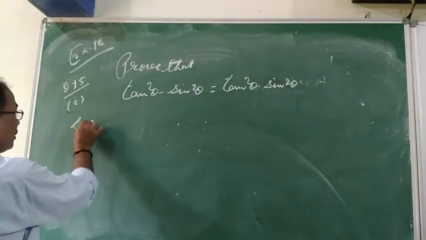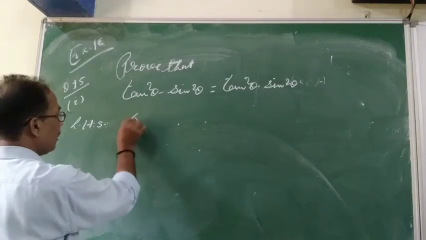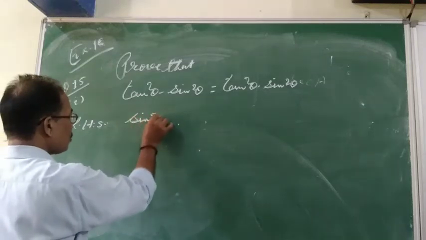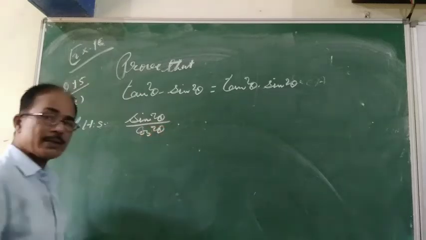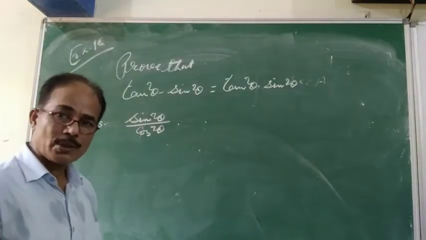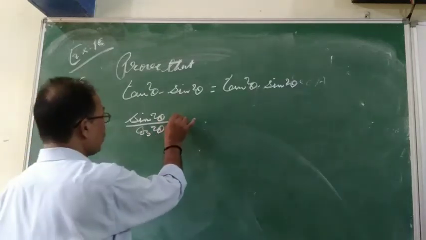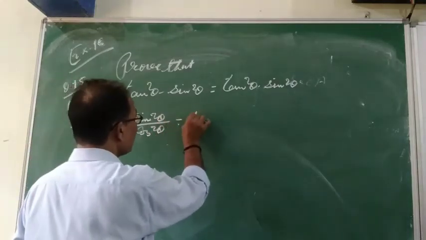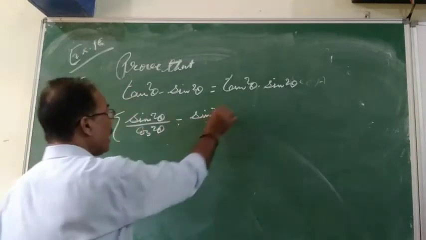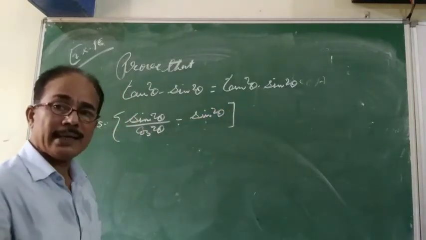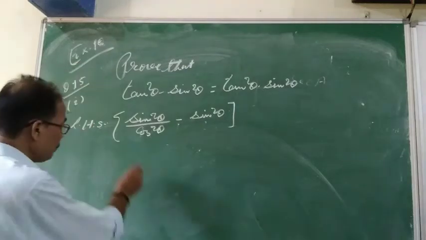LHS. In place of tan square theta, we will write sin square theta by cos square theta, because tan theta is equal to sin theta by cos theta. This is why tan square theta is equal to sin square theta by cos square theta, minus sin square theta. Now combine the terms taking the LCM using the general process of simplification.